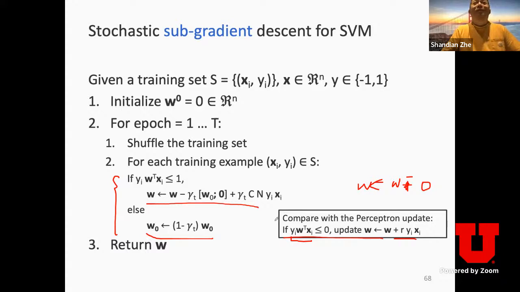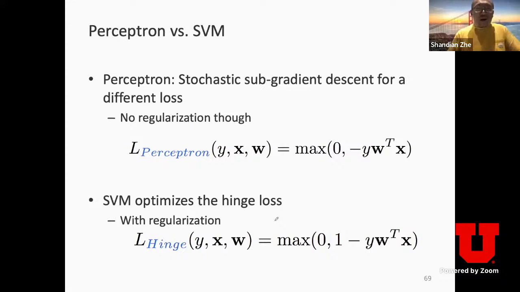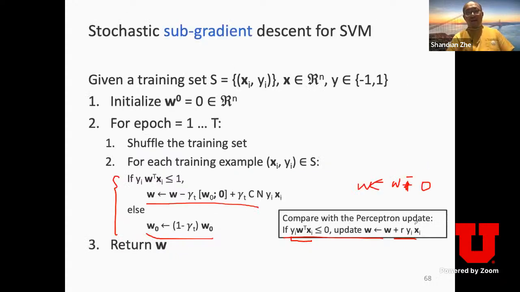Any thoughts? Okay, actually, it's not very hard to construct such an implicit loss function for perceptron. If we write down a loss as the maximum between 0 and minus y w transpose x, we'll see that if you perform subgradient descent, you're going to recover exactly the perceptron updating rule.